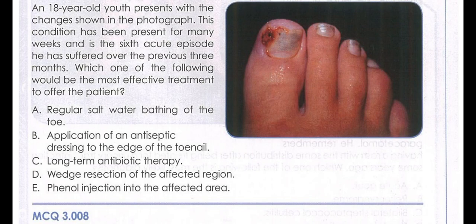So the options are: regular salt water bathing of the toe; application of an antiseptic dressing to the edge of the toenail; option C, long-term antibiotic therapy; option D, wedge resection of the affected region; and option E is a phenol injection into the affected area. So we already discussed in the previous video that this is a case of ingrowing nail. So here we will go with the wedge resection of the affected region. So this is my last slide. The correct answer is wedge resection of the affected region.